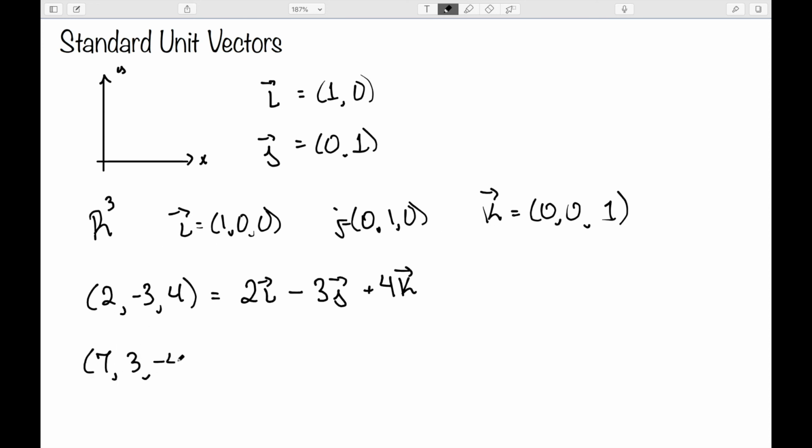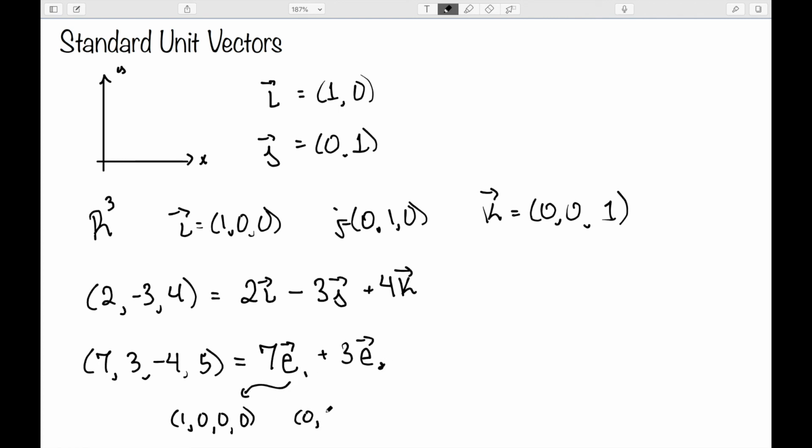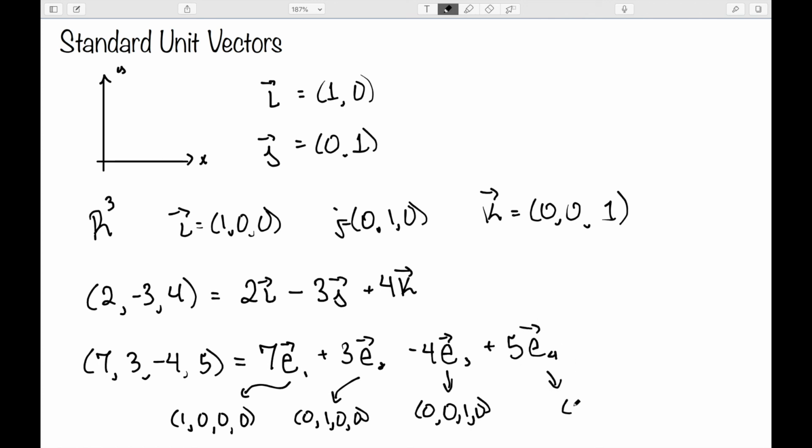If I want to do 7, 3, -4, 5, in higher dimensions, instead of using i, j, and k, we use e. So I would use 7e1 to indicate the vector that looks like 1, 0, 0, 0. 3 times e2. So e2 would be 0, 1, 0, 0. Minus 4 times e3. e3 would have a 1 in the third spot, 0, 0, 1, 0. And then finally, plus 5e4. And e4 would have a 1 in the fourth spot.